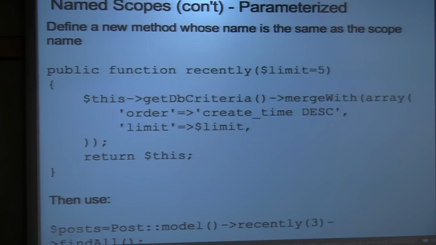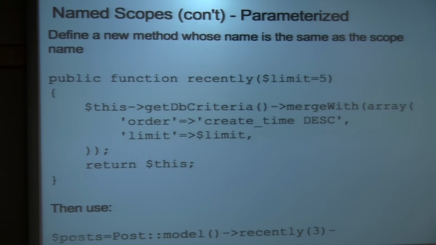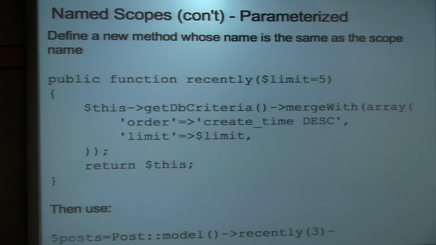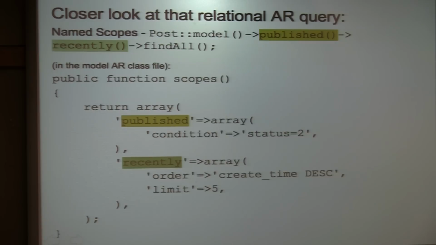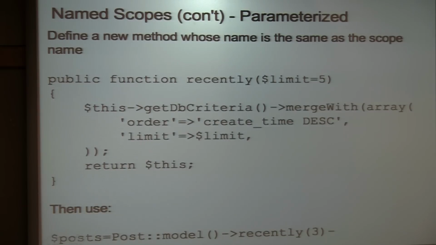And also, just to quickly touch on the fact that you can use parameterized name scopes as well. You can create a function called the same as the name scope that you need, and you can put in a parameter, whatever you want, in the input, and then use it to decide what you mean by this criteria. So you're not stuck with a hard-coded status equals 2 or limit equals 5. You can drive it more dynamically in this way.